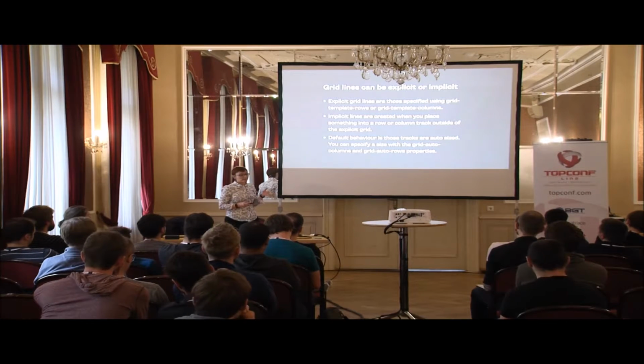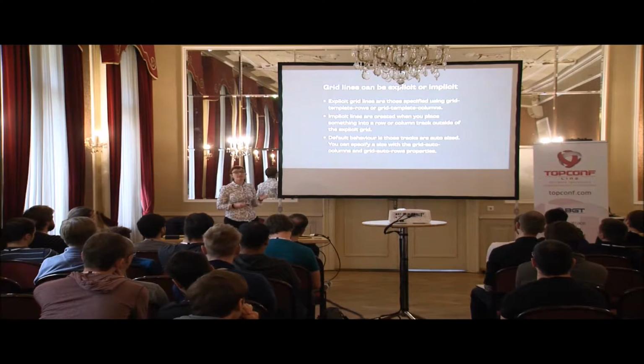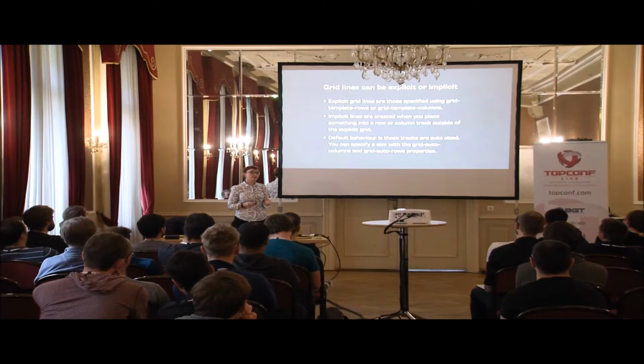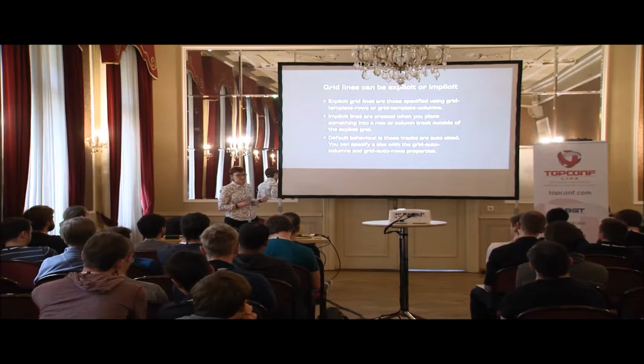We also have these implicit grid lines. If you position something outside of the grid you've declared, grid will create more lines for it. So this means you can carry on adding content. You don't have to think, oh, I'm going to need 10 lines, I need 10 rows. It'll just carry on adding things, and they'll be auto-sized by default, although you can specify the size of those implicit tracks if you need to.